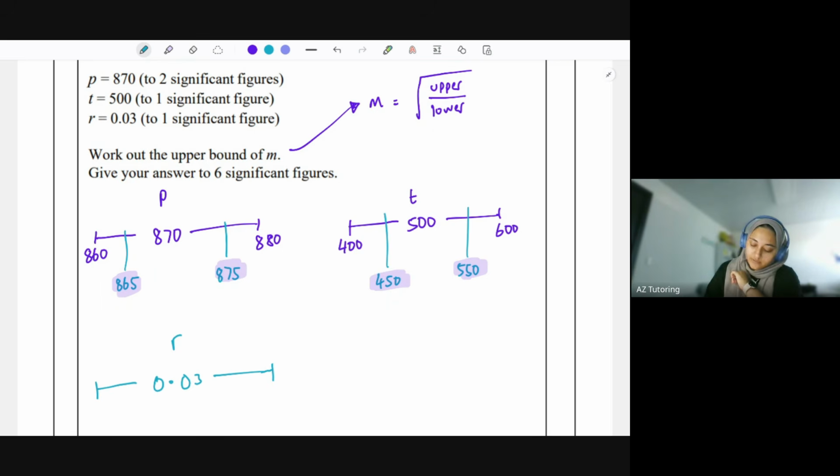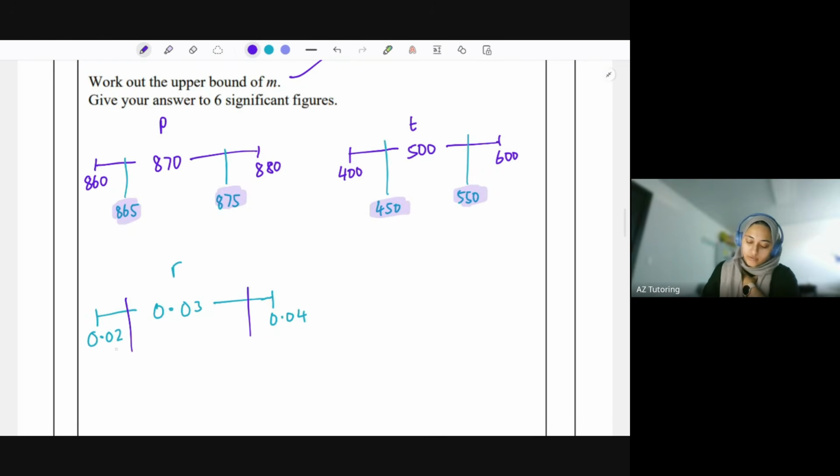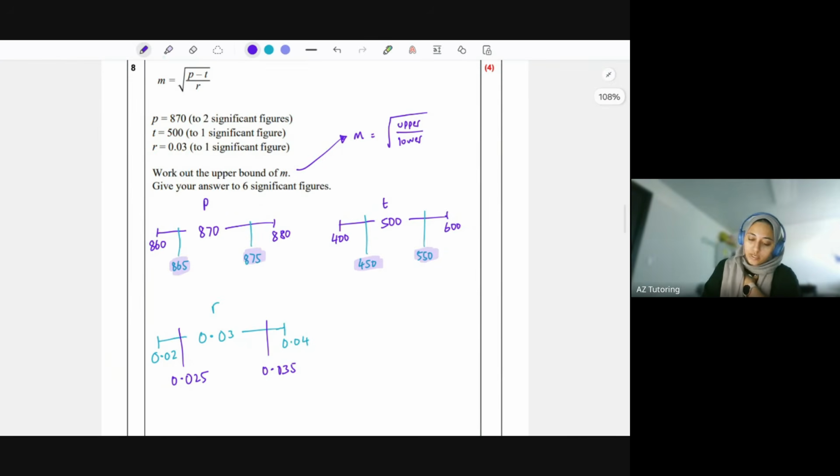So the first significant figure is the 3 in the 0.01 column. So I need to add 0.01 to this, so I get 0.04. I need to minus 0.01, so I get 0.02. I need to figure out what's in the middle of these two numbers. So for this one, I get 0.025, and here I get 0.035. Okay, so we've got the upper and lower bounds for T, T, and R.